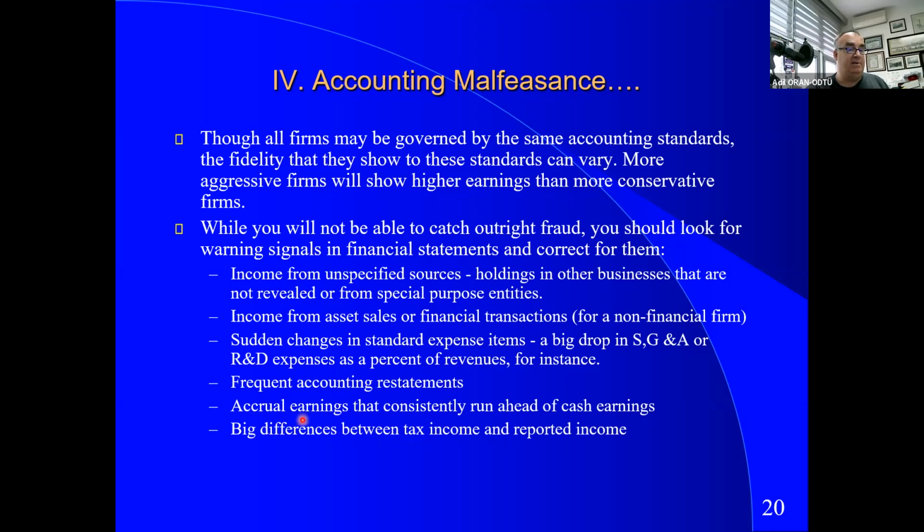If there's a big difference, accrual earnings are always higher than the cash earnings. For example, they may be selling to people that they know they're not going to collect from. So the revenue and the profit from that would show up in the financial statements, but they're never able to collect. That would be a problem. And if there are big differences between the tax income and the reported income, again, that might be a sign of some problems.